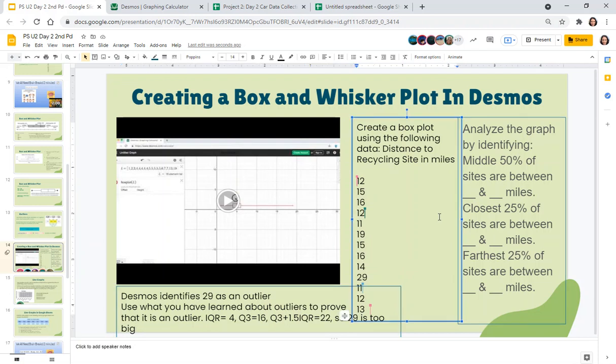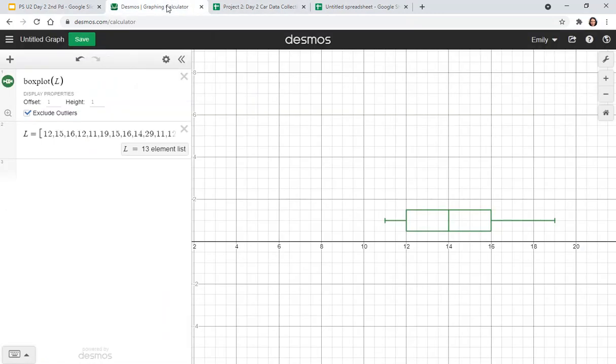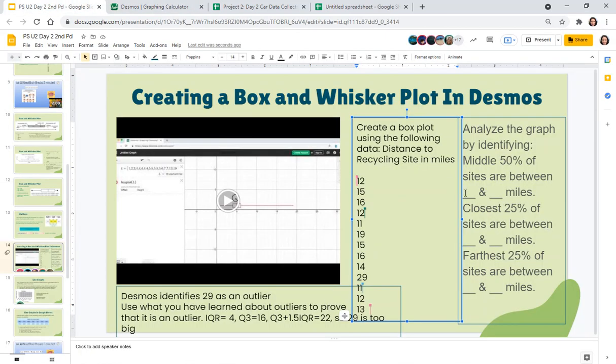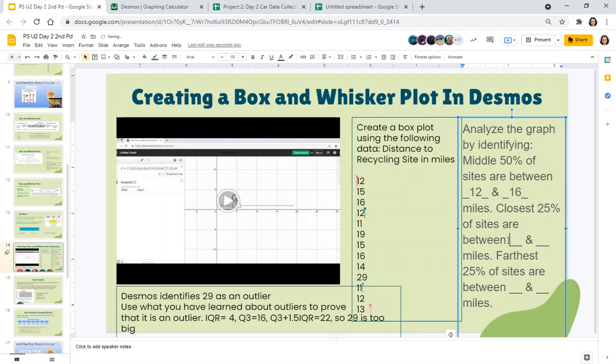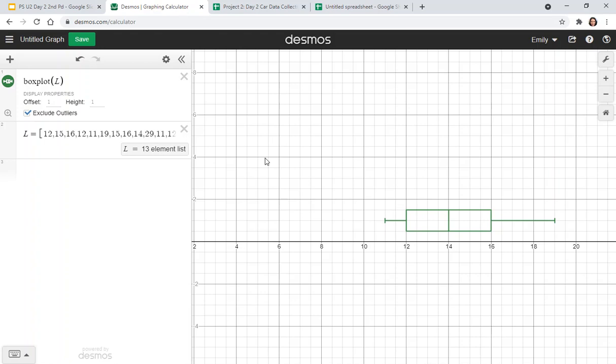We want to know the middle 50% are between what, the closest 25% are between what, and the farthest 25% are between what. So I'm going to go to my Desmos. Middle 50% between 12 and 16, the same numbers we used for IQR. How about the bottom 25%? Between what two numbers? 11 and 12. Good. So let's get that on there. We said 12 and 16, right? 11 and 12. Now how about the farthest? What do you guys get for that? 16 and 19. Yep.